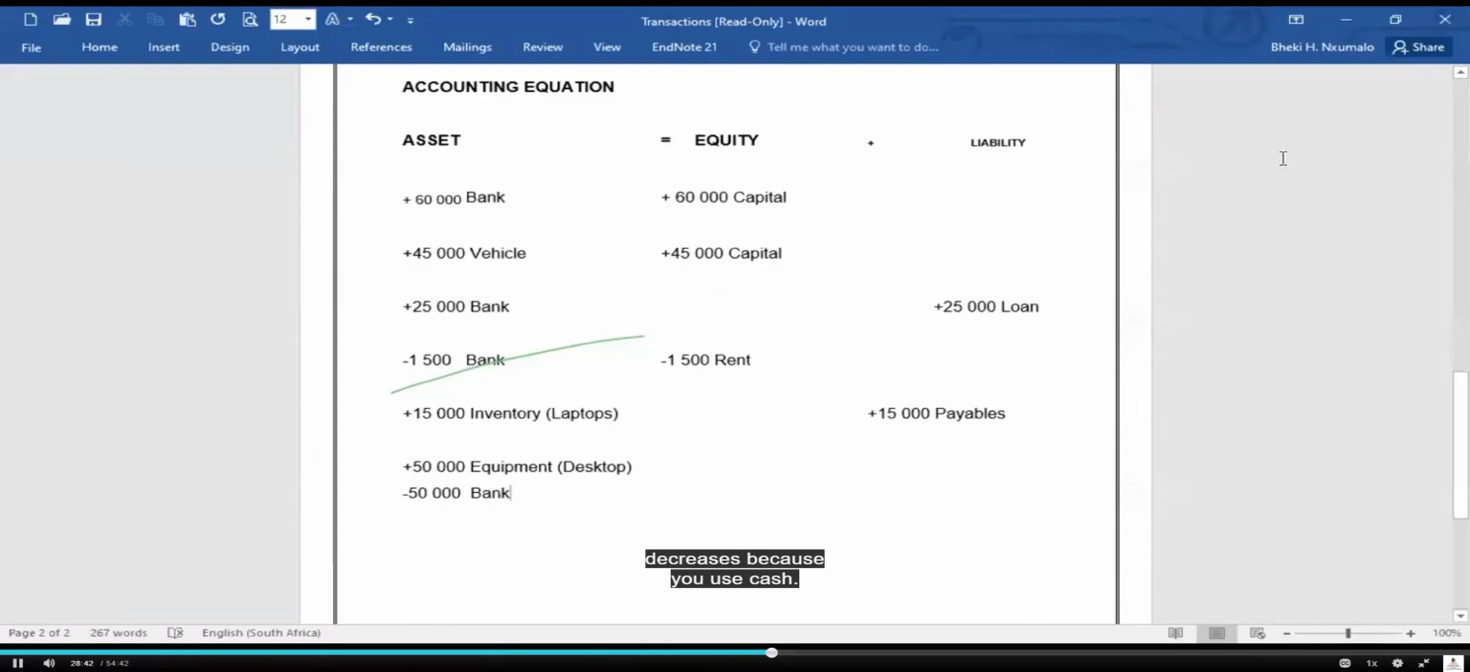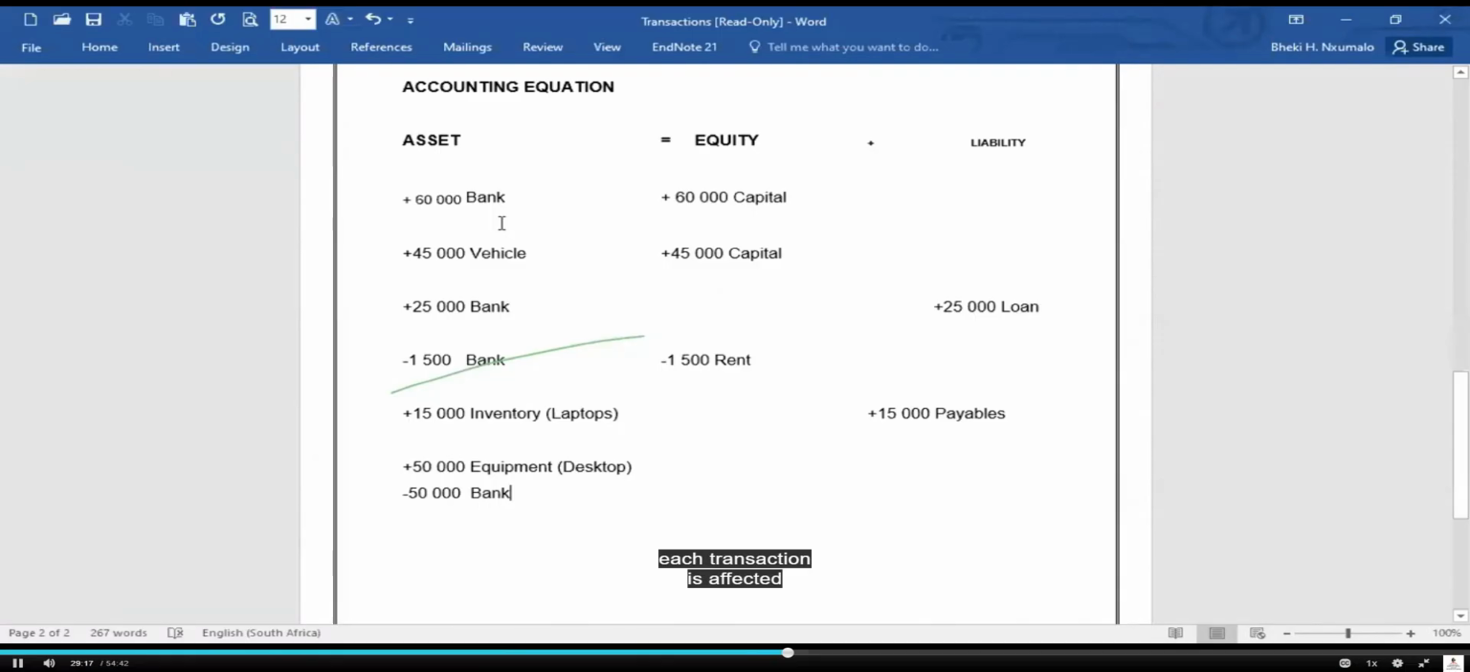The equipment, there is plus and minus. So why there is plus and minus in the asset? Because the two accounts, equipment and bank, are classified as asset. Those two accounts are asset. That is why there is plus. The other asset is increasing. The other asset is decreasing. Already now we are able to see that each transaction is affected by 2 or more accounts. There is 2 in transaction 1, 2, 3, 4, 5, up to 6. There are 2 accounts.